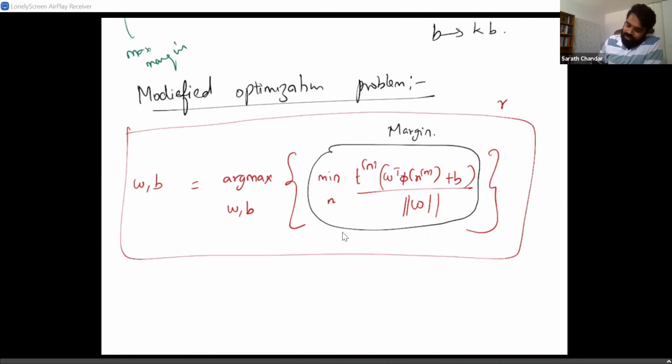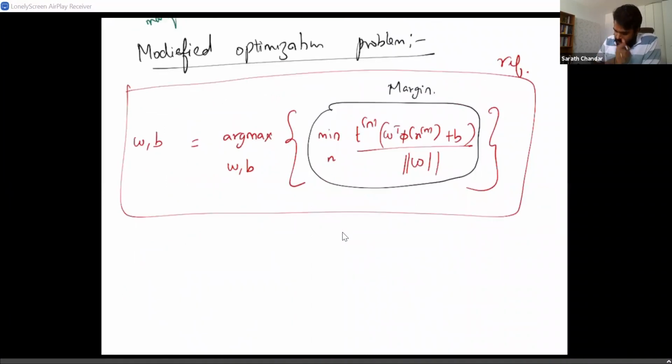This is for reference. Okay. So now we are going to modify this. Remember that we have already defined the margin to be always 1. So now this term in the margin is going to be always 1, so I don't need to do this anymore.